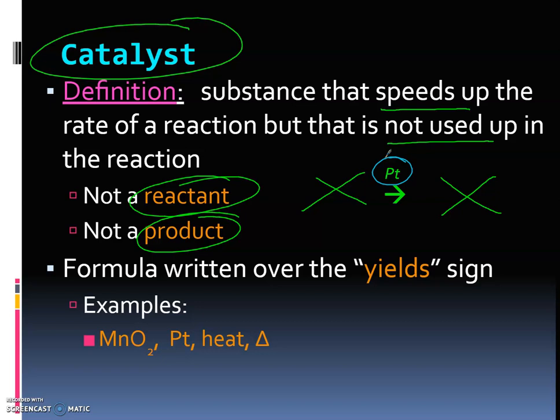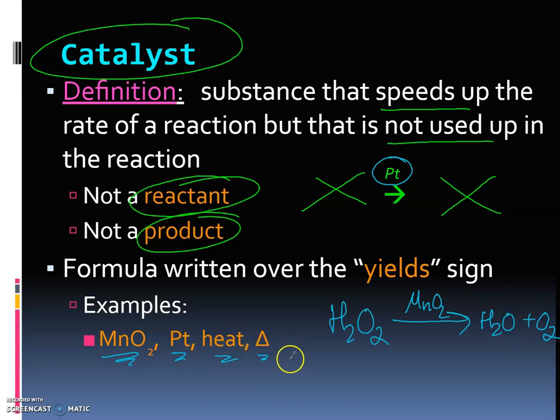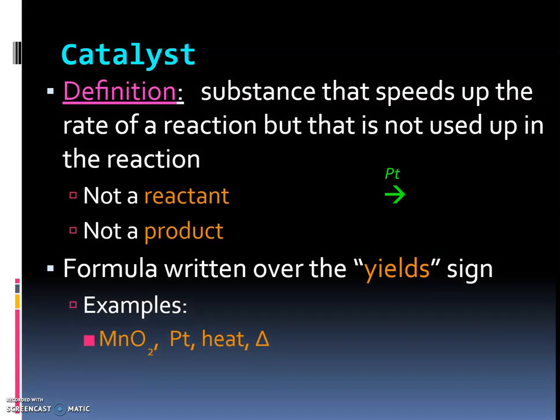You could get over the fence yourself, it just might take you a long time. All right, so MnO2: when we decompose hydrogen peroxide, we're going to use some MnO2 in order to do that, and then it breaks up into H2O and O2. You might see a platinum catalyst, heat, or the triangle, not meaning change here, but it's definitely going to help you get there.